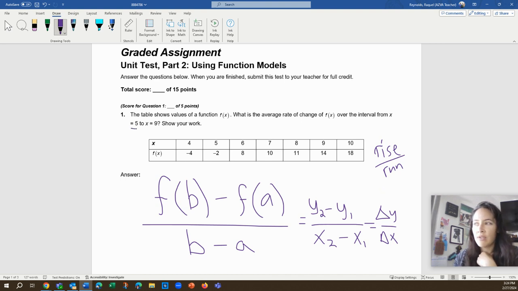Now, x equals 5 and x equals 9 are our x values, from the points x equals 5, comma, we'll figure out the y value in a second, and x equals 9, comma, we'll figure out the y value in a second. That's it. That's how we find the average rate of change within functions between 2 points.